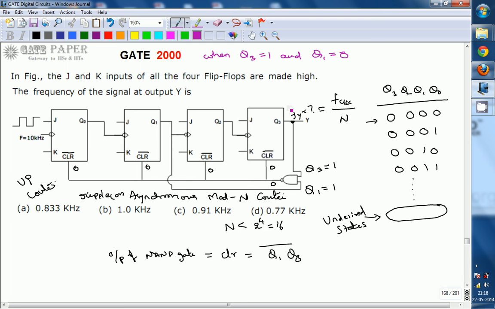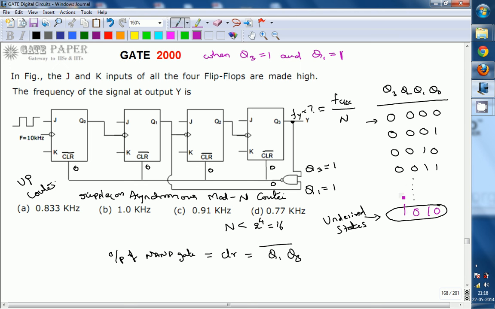So Q3 is equal to 1, Q1 is equal to 1. So Q3 1, Q1 1. If you are going to be in this state, Q3 1 and Q1 1, the others are going to be zeros. So this is the undesired state. Undesired state is 1 0 1 0.